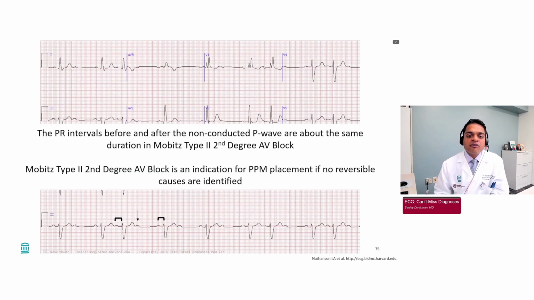So the PR intervals before and after the non-conducted P wave are about the same in Mobitz type 2 second-degree AV block, and Mobitz type 2 is an indication for pacemaker placement if no reversible causes are identified. And again, this is because it identifies infranodal Hisian disease.